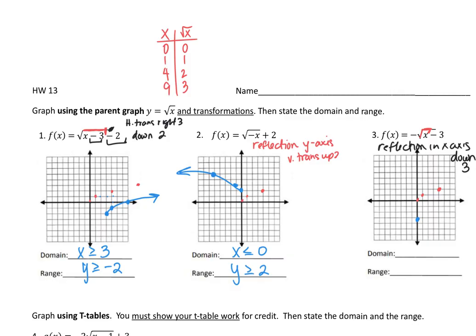Now this point at 1, 1, reflecting on the x-axis, is going to go down to -1 and then go down 3. And then the point at 4, 2 is going to reflect to -2, and then it's going to go down 3. So it's going to be right there.